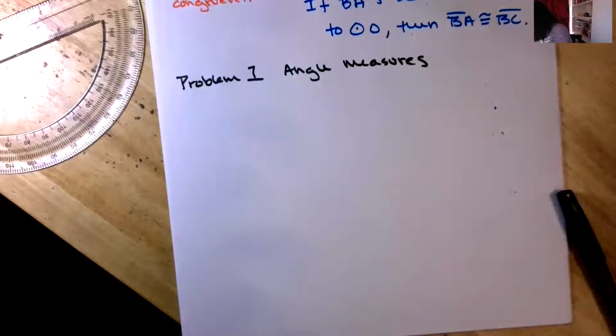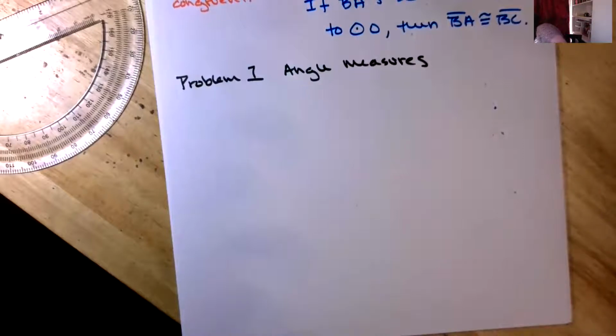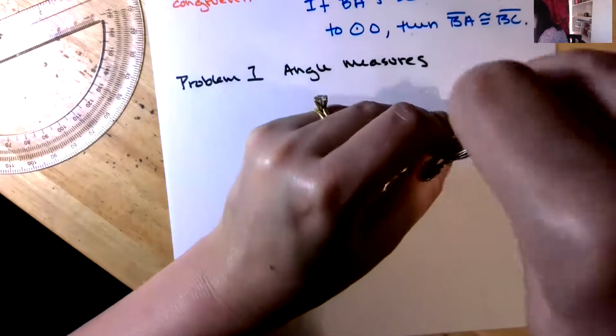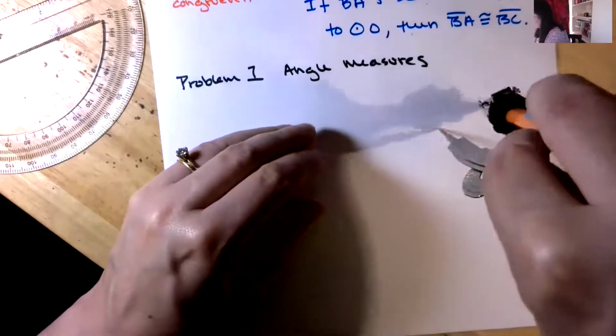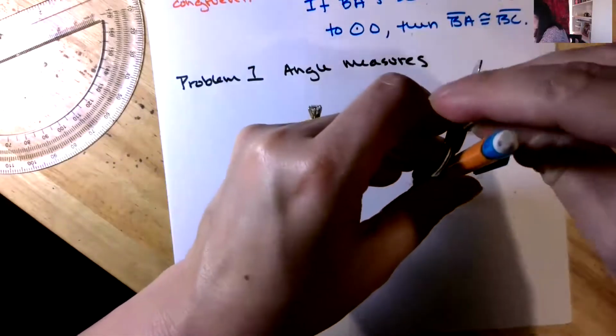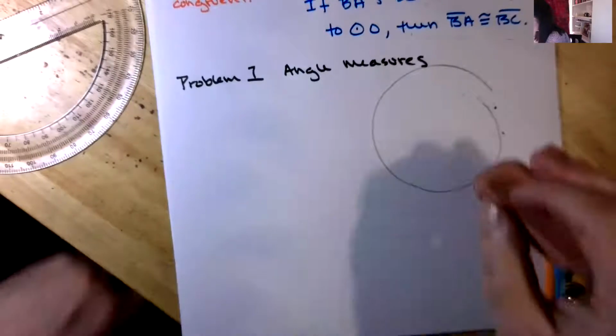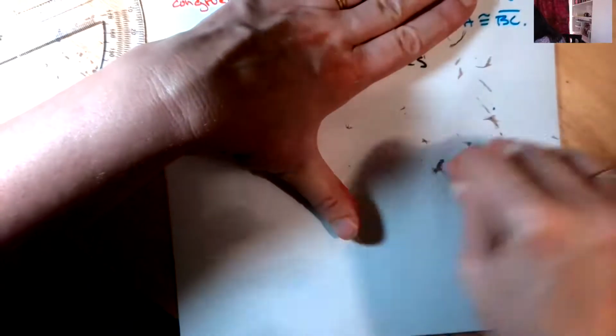So if I take a circle, let's see, I only have a pencil on my compass right now. So we're going to see if that will show up on here. I think my free-handed circle was better. Okay.